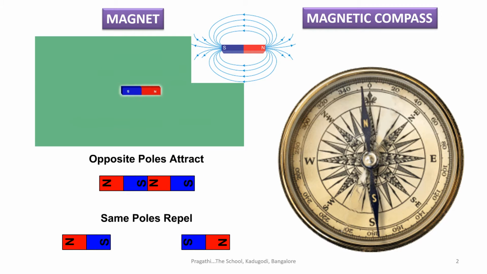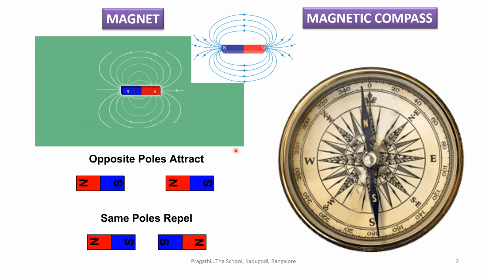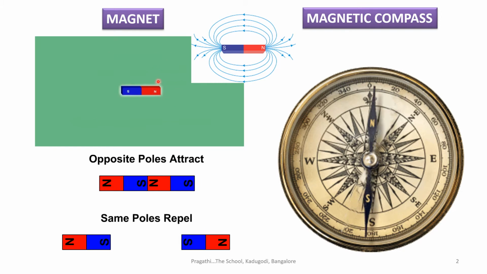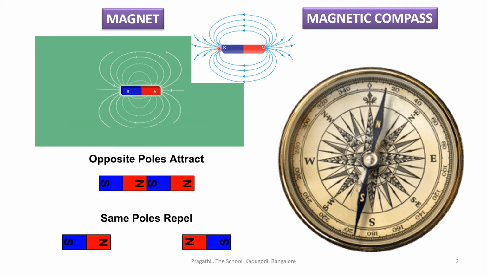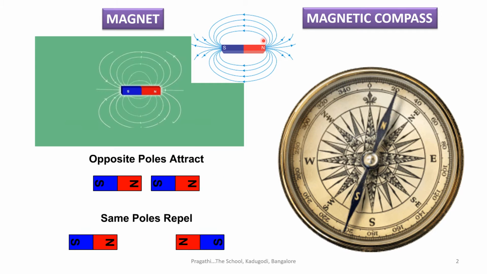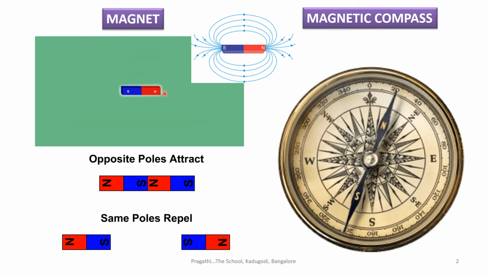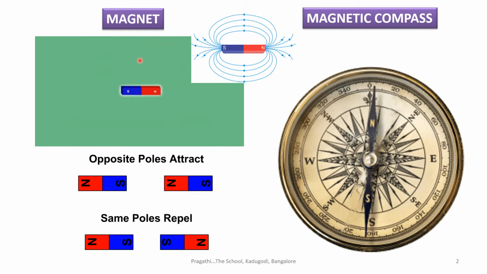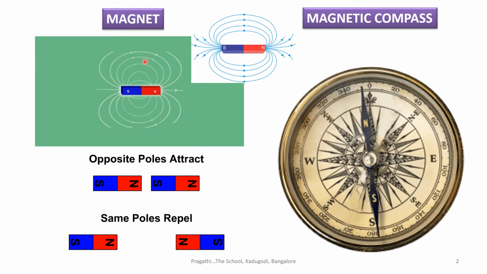What is a magnet? Magnet, you can see here, you can see here also, it has got two poles. One is north pole, other one is south pole. You can see a north pole and south pole. It has got a magnetic flux, the hairy kind of thing. What you're seeing here is a magnetic flux.